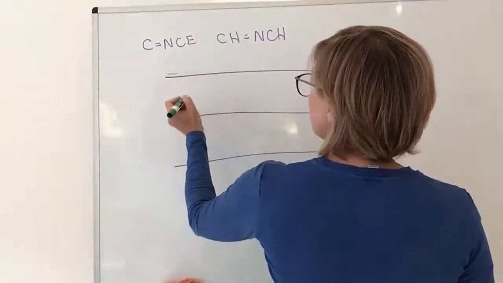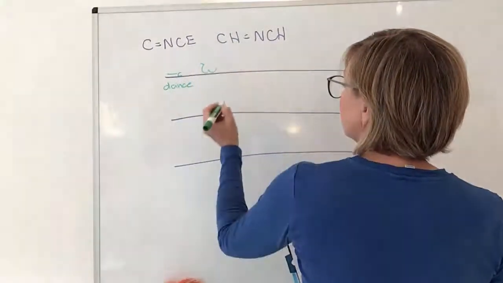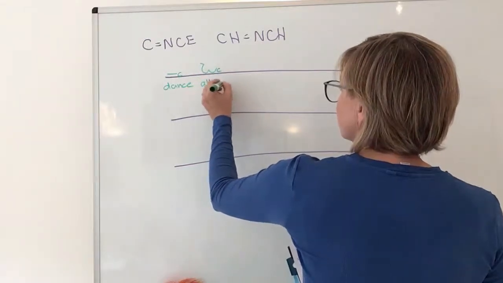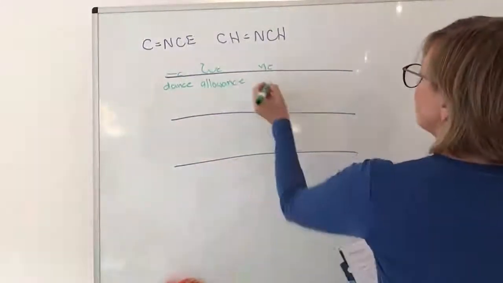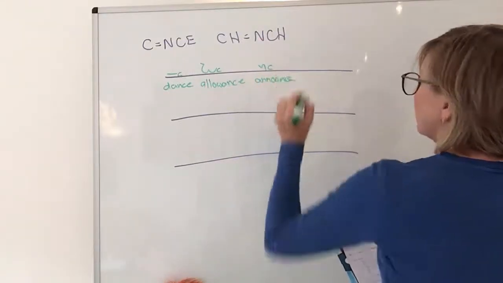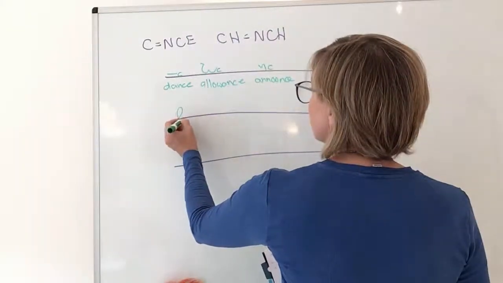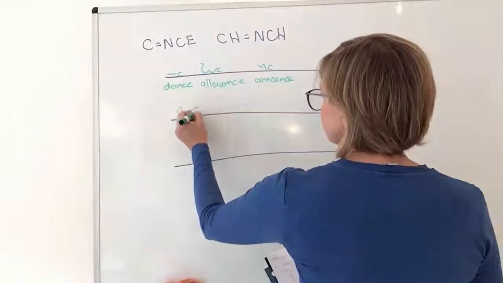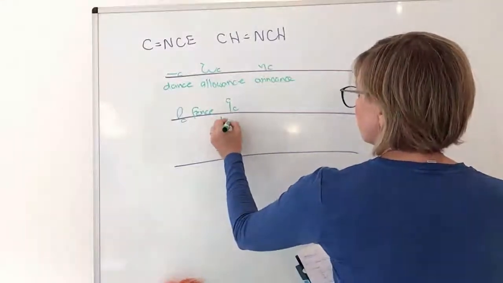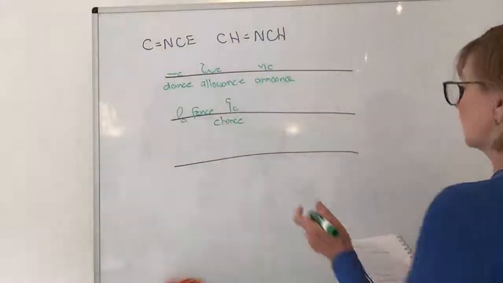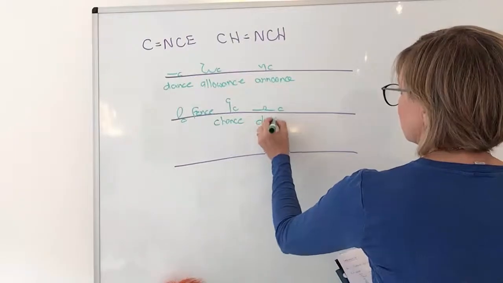So you have day becomes dance. Allow becomes allowance. Unts is announce. I hope you're trying to read them before I say them. And then you've got unts, which is fence. Unts, chance. DST, unts, distance.